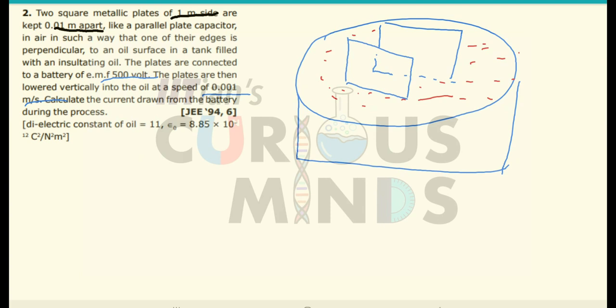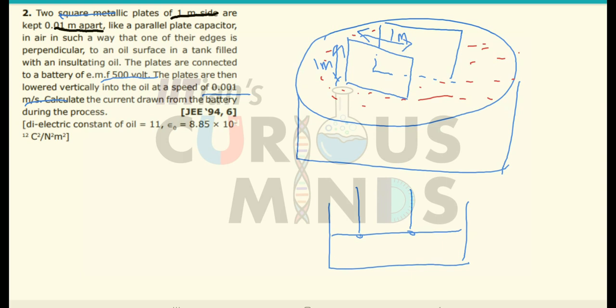In 2D it will look somewhat like this. They are placed in the tank and the lower point is just touching the given oil. Now I can say that this is a square plate, so each side will be equal to 1 meter. This side will be 1 meter and this side will also be 1 meter. Similarly with the other plate.